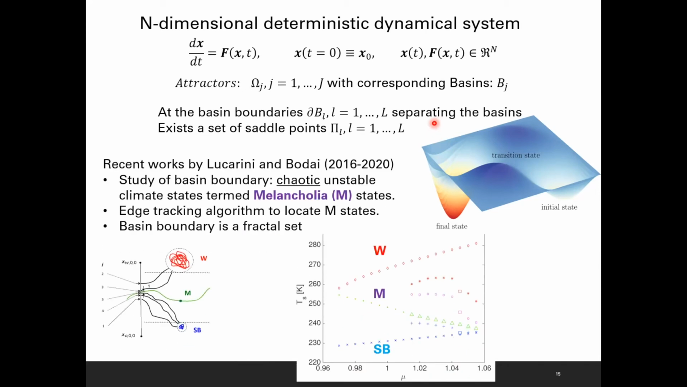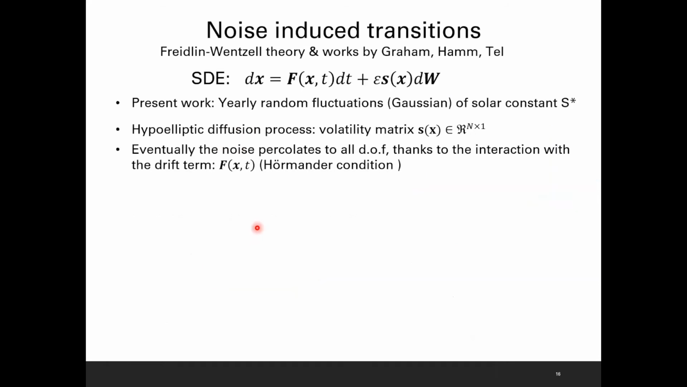And just briefly I want to mention the recent works by Lucarini and Bódai in previous years, where essentially they took a climate model, which is mostly an atmospheric model, and they could do the same exercise. They could, again, introduce perturbations to the solar constant. And in fact, they could for the first time use what we call the edge tracking algorithm to locate such kind of unstable states. This is not what we've done here so far. And in the previous picture, the generalization is basically to have a finite dimensional system, for instance, and introduce some kind of noise.